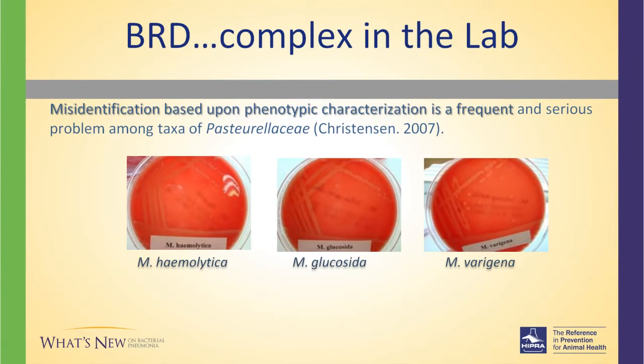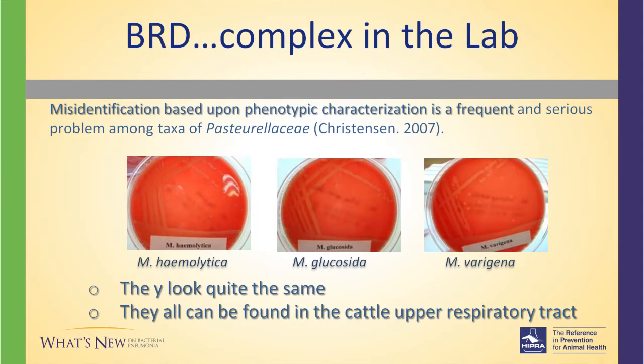So it's just an example from the left to the right. We have Mannheimia hemolytica, Mannheimia glucosida, and Mannheimia varigena. And after overnight incubation, these three bacteria look the same. And they can be isolated from the upper respiratory tract of ruminants. So we should be able to differentiate them when we get samples, for instance, a nasal swab from cattle. We should be able to know which of them is the pathogenic one.